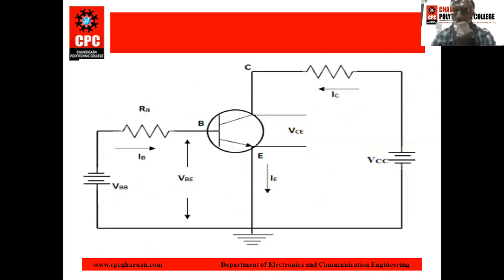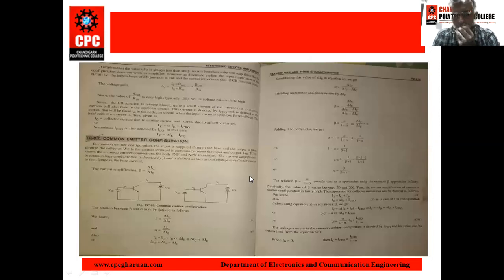Next is common emitter configuration. In common emitter configuration, the emitter terminal is common between input and output. This is your equations in which beta is IC upon IB, alpha is IC upon IE, and IE is equal to IC plus IB. We can take the delta part, that is delta of IE is equal to delta of IC plus delta of IB. Delta of IB is equal to delta of IE minus delta of IC.